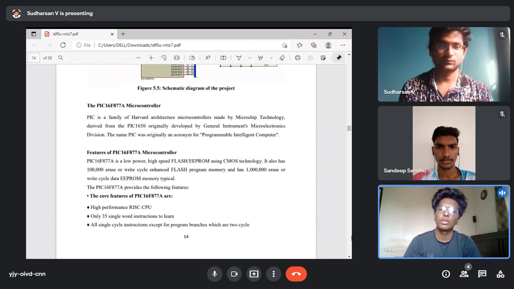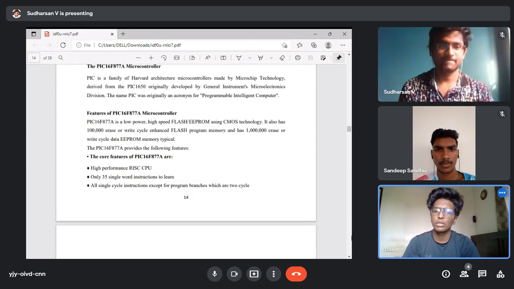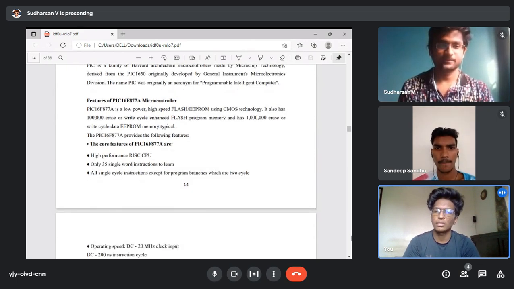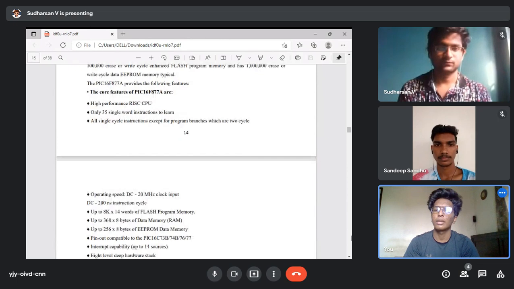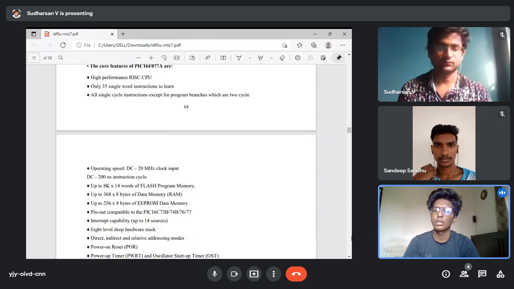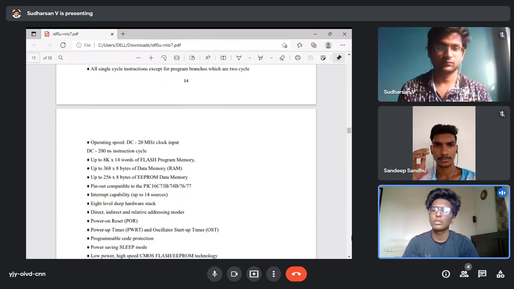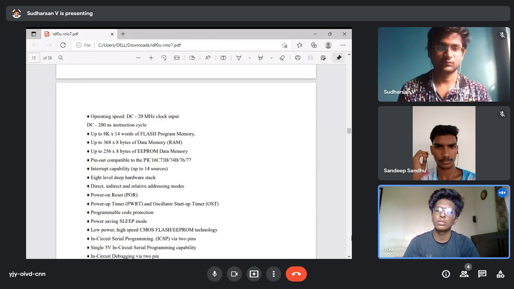PIC is the family of Harvard architecture microcontrollers made by Microchip Technology, derived from the PIC1650 originally developed by General Instrument's Microelectronics division. Features of the PIC microcontroller: the PIC16 microcontroller is a high-speed flash controller. The core feature of the PIC16F877A is high performance. The operating speed is very fast: DC to 20 MHz clock input.